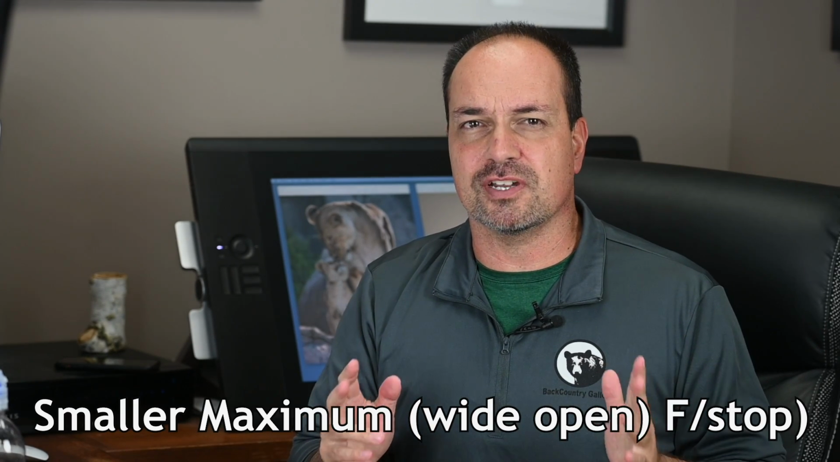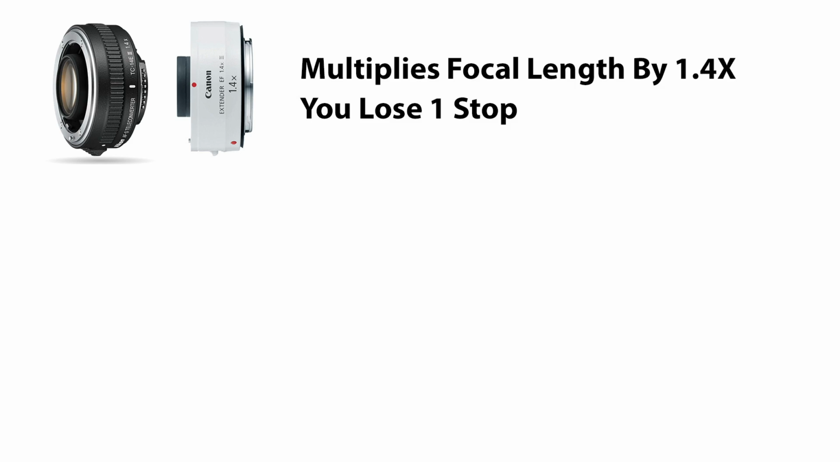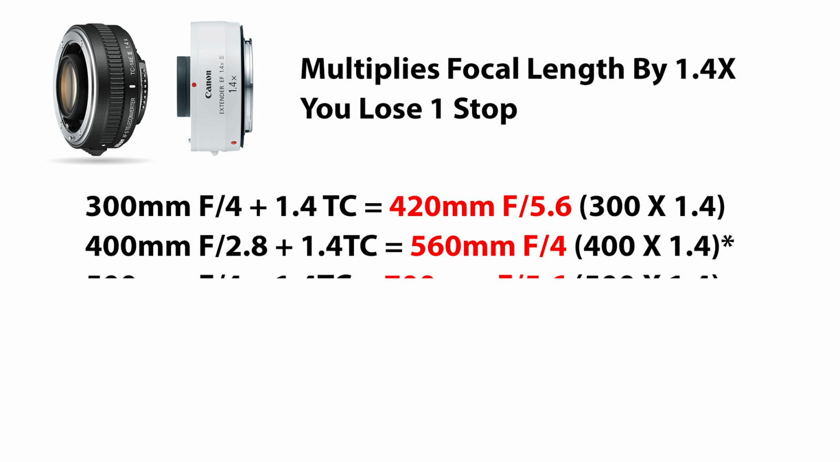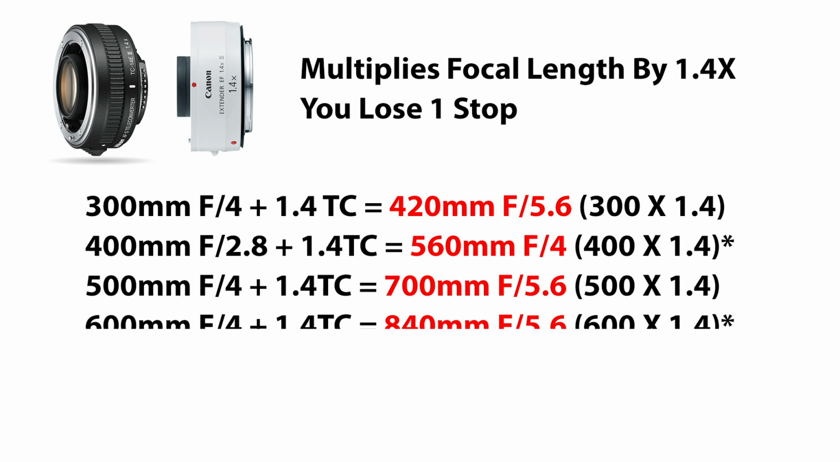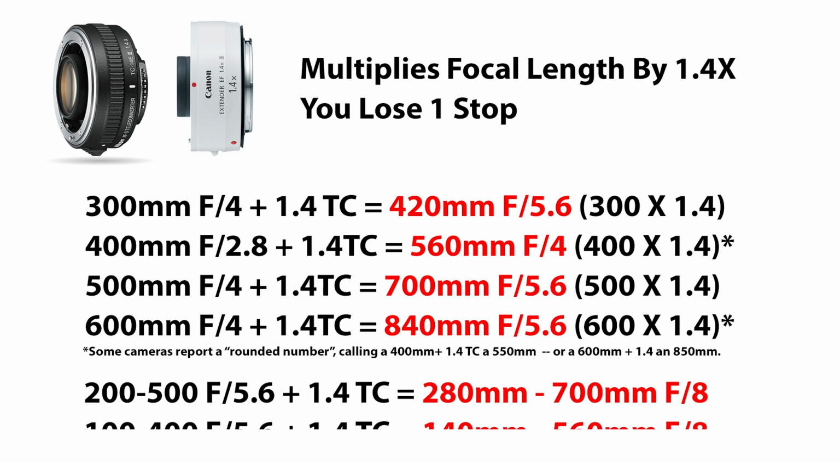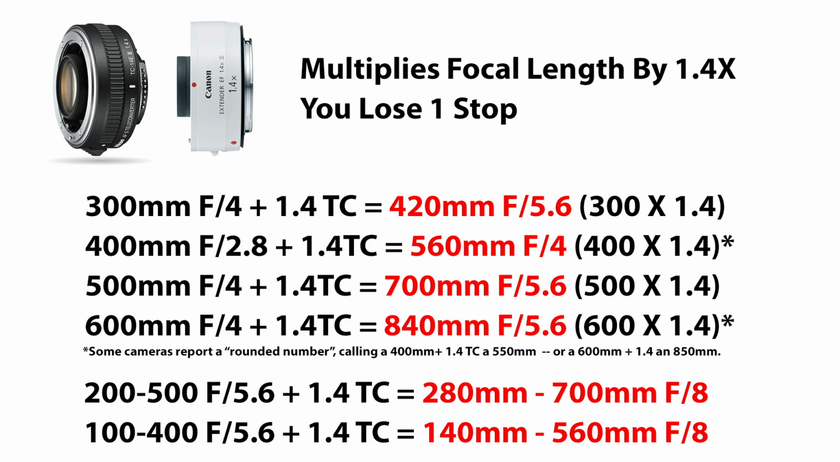Since the strict definition often leaves people scratching their heads a little, let's take a look at a few examples. First, we'll look at the 1.4 TC, probably the most common. A 1.4 TC will multiply your lens's focal length by a factor of 1.4, but you also lose a stop of light in the process. For example, if you have a 300 f4 lens, the focal length is increased to 420 millimeter, but in the process you lose one stop of light. So instead of having f4 as your maximum aperture, you drop down one stop to f5.6. This slide shows what happens to a few of the more common focal lengths when you add a 1.4 teleconverter.